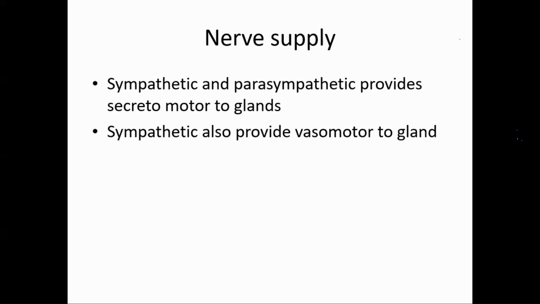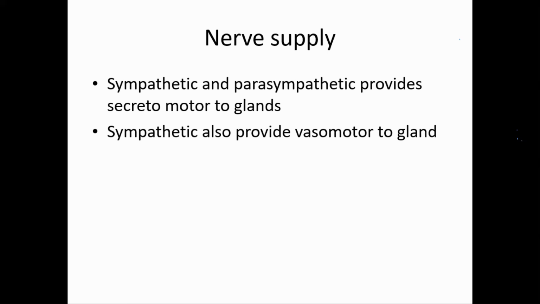On the stimulation of the sympathetic nerve, it produces thick mucus. Whereas on the stimulation of the parasympathetic nerves, it produces watery secretion. See, parasympathetic stimulation releases watery secretions, whereas sympathetic stimulation releases viscous mucus. In addition, the sympathetic nerves also provide vasomotor supply to the gland.